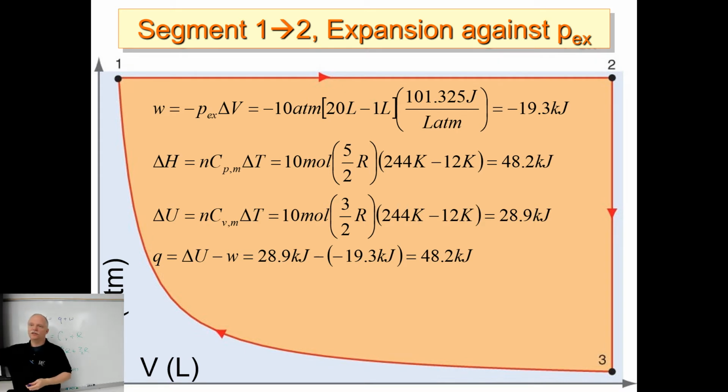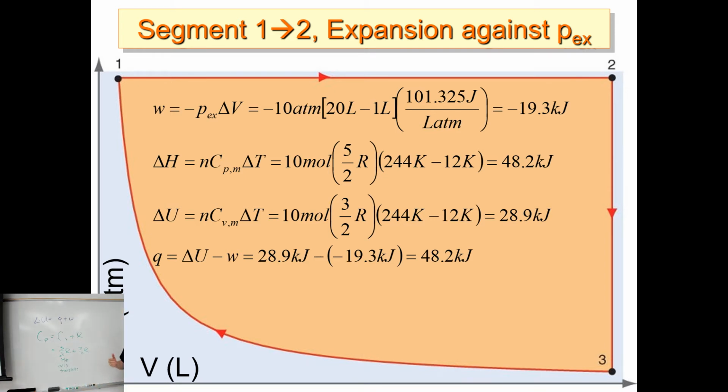You see delta H is 48.2 kilojoules. So this is a positive heat value. So we put in 48 kilojoules, and we got 19 kilojoules of work out, just on that leg. So that segment, we put in heat, and we got some work out. Okay. And so then we'll do this. So that's all the variables for that first segment.